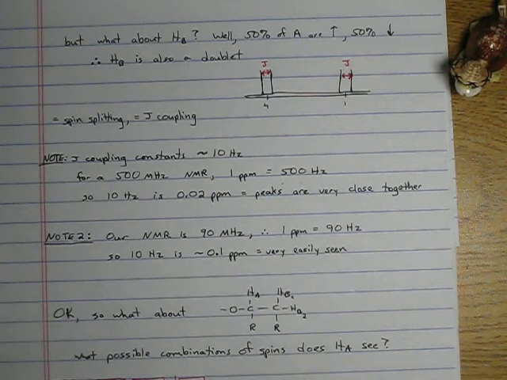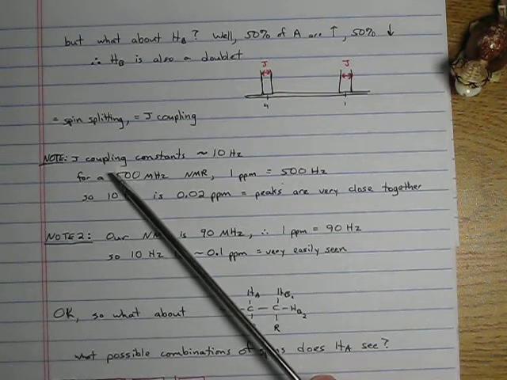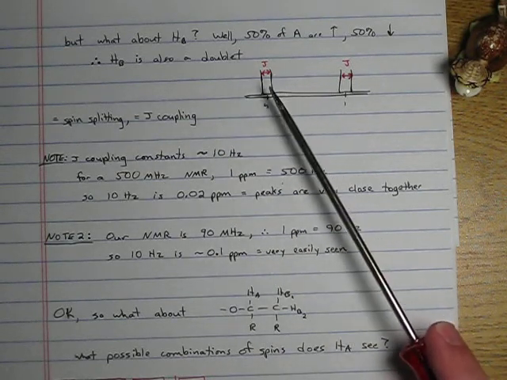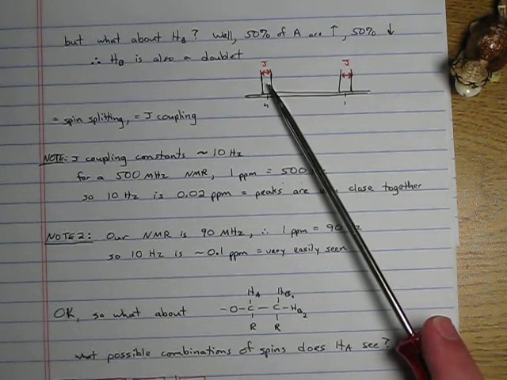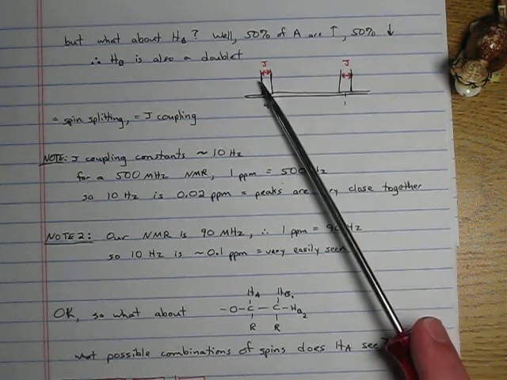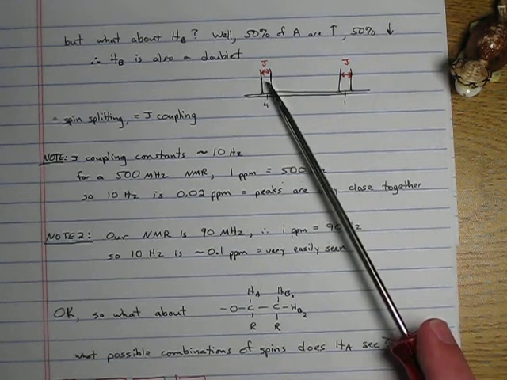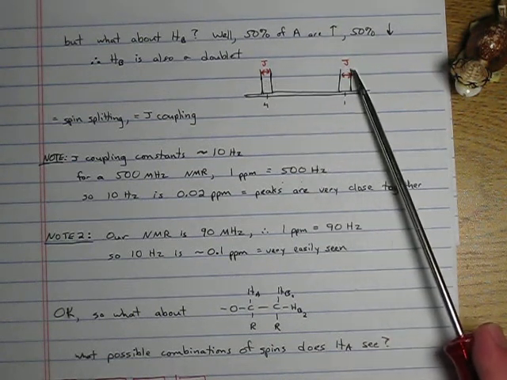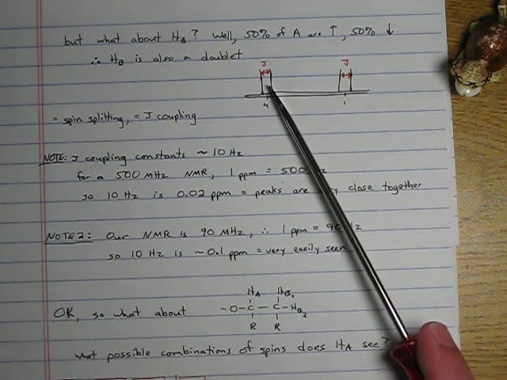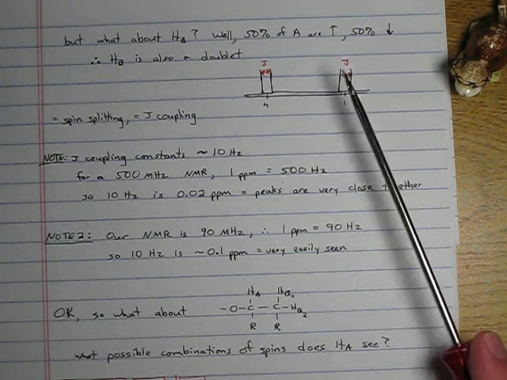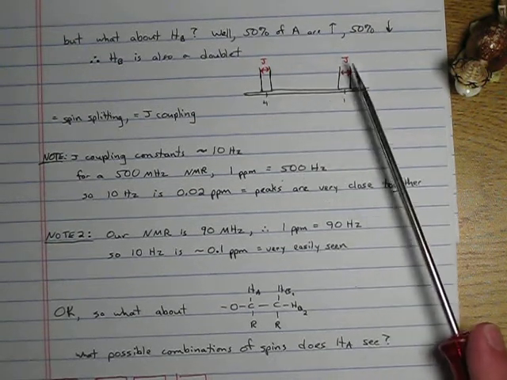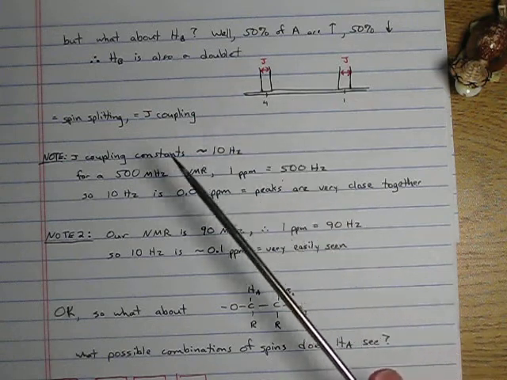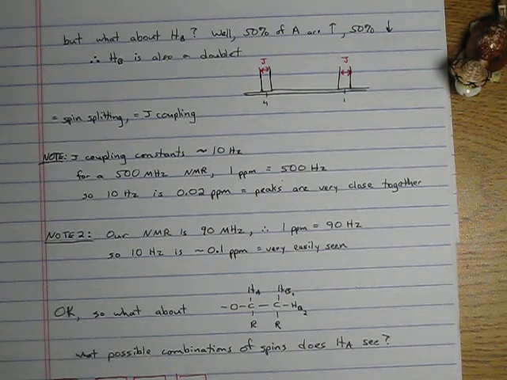Now, a few things to note. Note number 1, J coupling usually is a constant. So if HA is split by HB and HB is split by HA, the distance between those two peaks will be the same for these two peaks in the doublet as these two peaks. This distance is the same as this distance because A split B and B split A. So we call these J coupling constants. They run around 10 hertz, and everyone will say, well, it averages 11 or I like nice round numbers. Coupling constants are roughly 10 hertz.